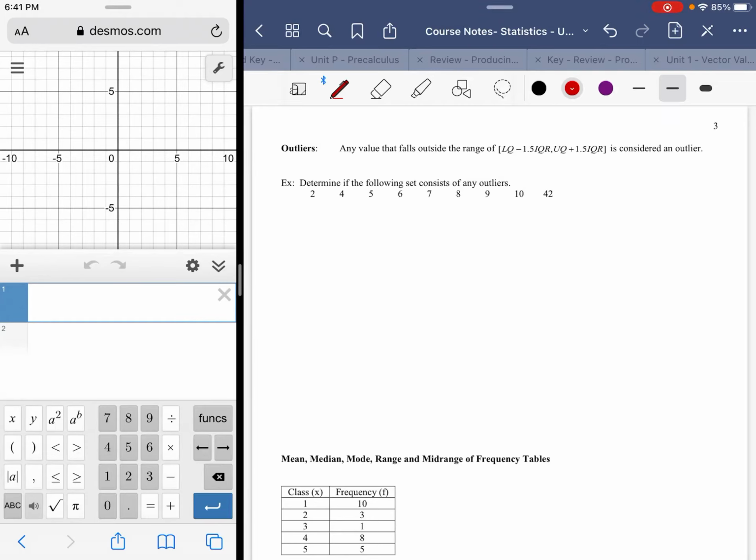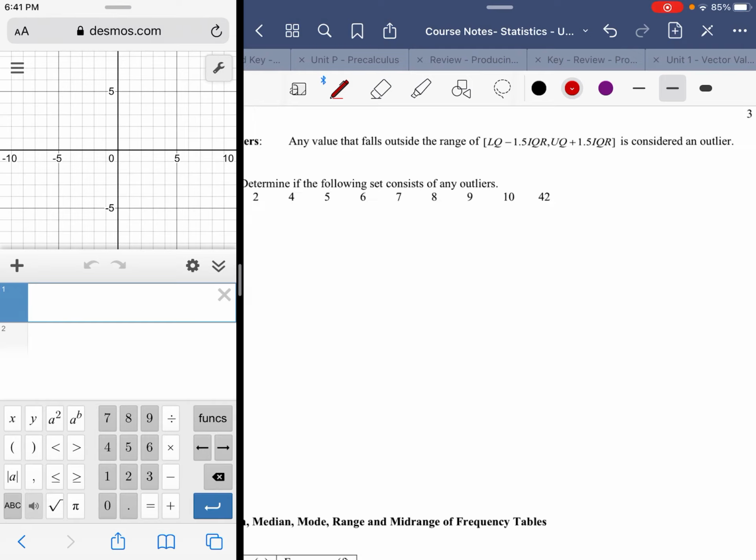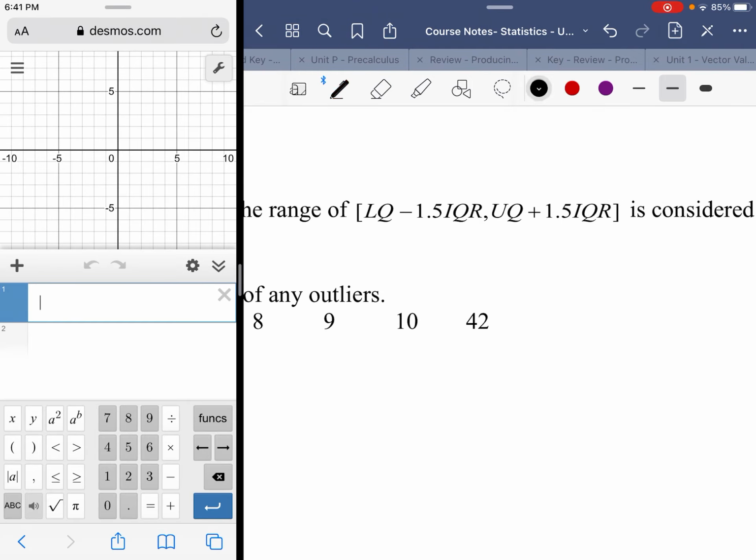So in the Unit 1 packet, page 3, we start off talking about outliers. The notation can be a little iffy, a little wonky. Any value that falls outside the range of, well, that is considered an outlier. All right, so let's dive into this a little bit more.